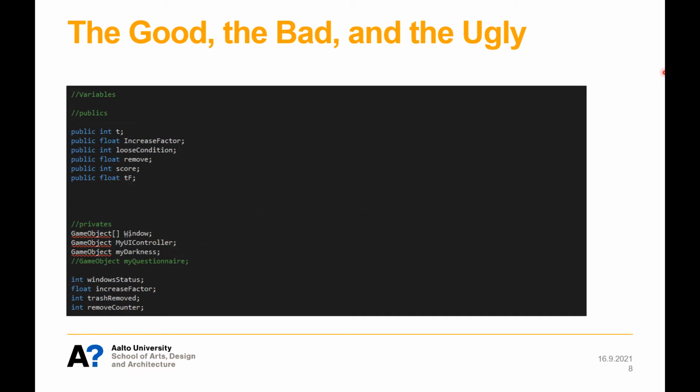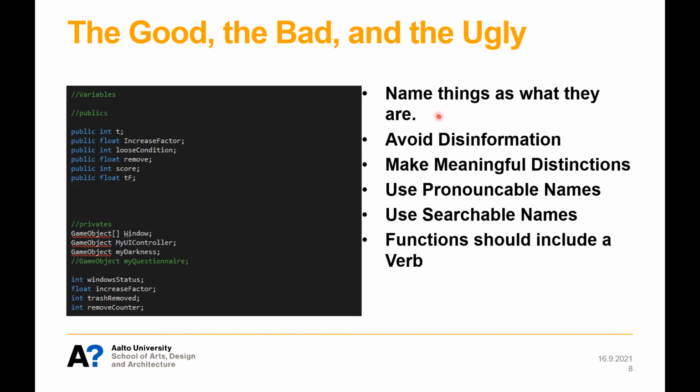Well, let's think back to our rules now. Name things as what they are. T is nothing. Avoid disinformation. Increase factor. It could increase anything. We have no idea. Make meaningful distinctions. Same case. Increase factor. Does it increase all factors? You know what factor? Use pronounceable names. So something like TF, you cannot speak it out loud. So if you read a piece of code and you stumble upon TF, you get immediately stuck while reading it.